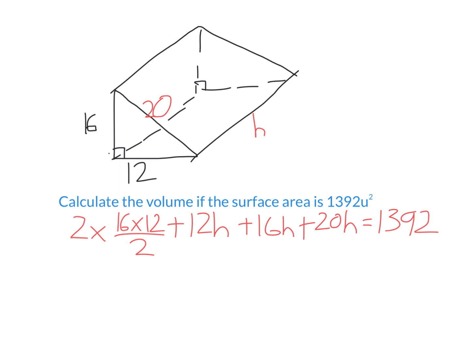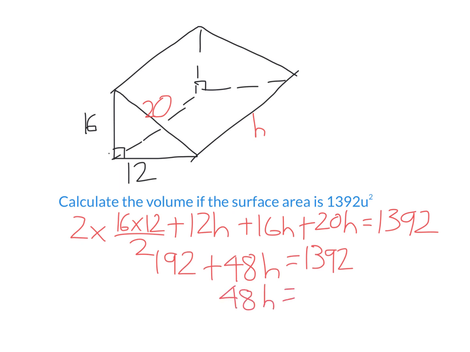Now, this might look like quite a complicated equation, but it's really not. We just have here 192, the area of the 2 triangles combined, plus 12 plus 16 plus 20 is 48h. So 192 plus 48h is 1392. So we subtract 192 from both sides. We divide each side by 48. We get h is equal to 25.